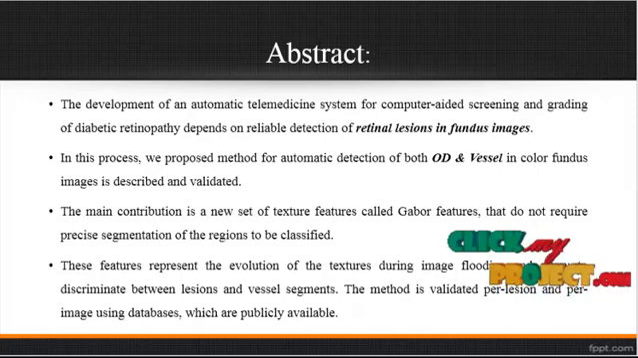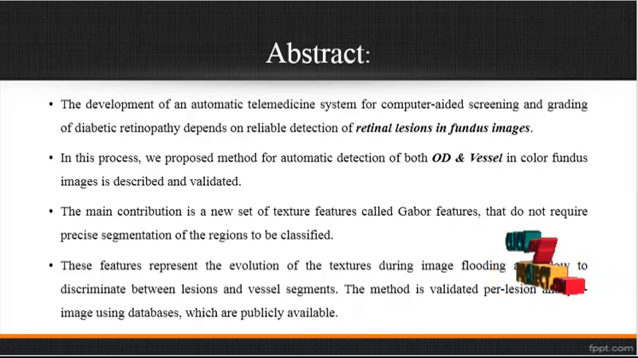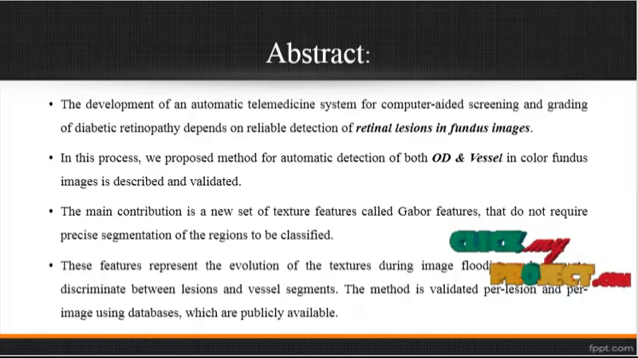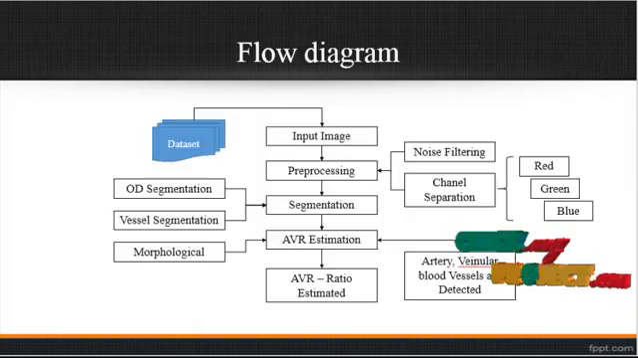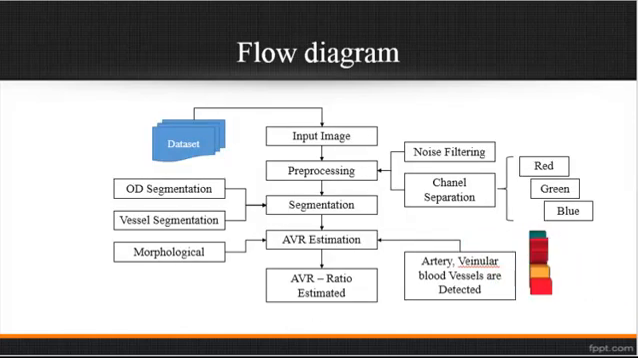Hence, the main objective of this process is to detect the optic disc region and then the vessel region separately. From that, we can justify whether the input is affected or not affected. Now we are going to discuss the flow diagram for the process.